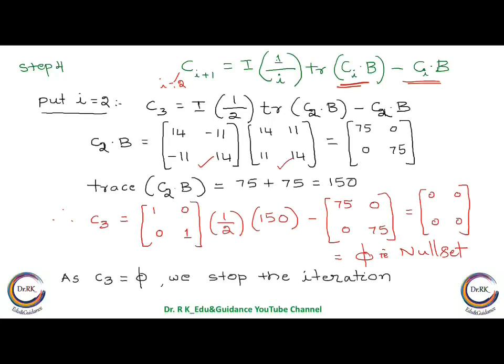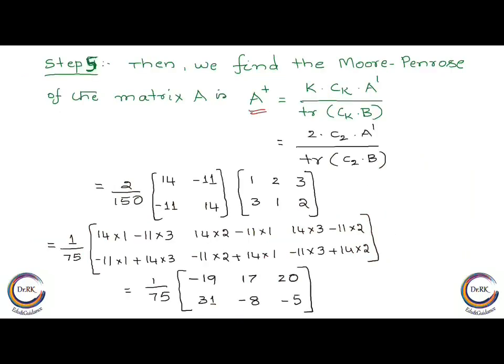Now trace of this. Trace of this is 75 plus 75, that is 150. Now C3 is substituting here, I into 1 by 2, trace of C2b 150 minus C2b. So then we are getting answer. That is, when k equal to 2, the condition is satisfied here. Right? So then we have to stop the iteration. Right? Then we have to calculate A plus. Right? So here the condition is satisfied when k equal to 2, right?